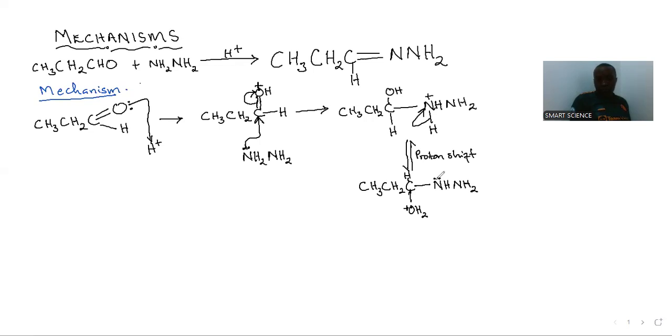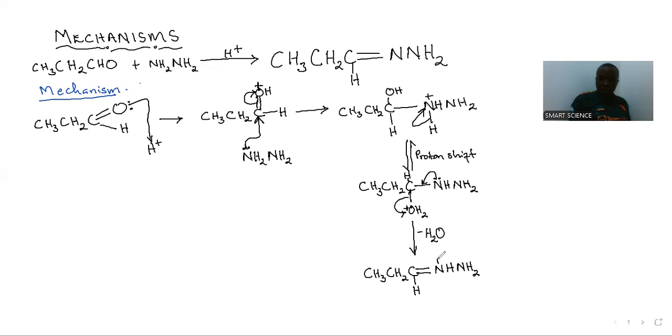As the lone pair of electrons is donated to form a double bond, the condensation reaction will occur that allows loss of the water molecule. So on a complete arrow, we shall have loss of water for us to get CH3, CH2, carbon with only one hydrogen with a double bond that connects to nitrogen with a hydrogen, then NH2.